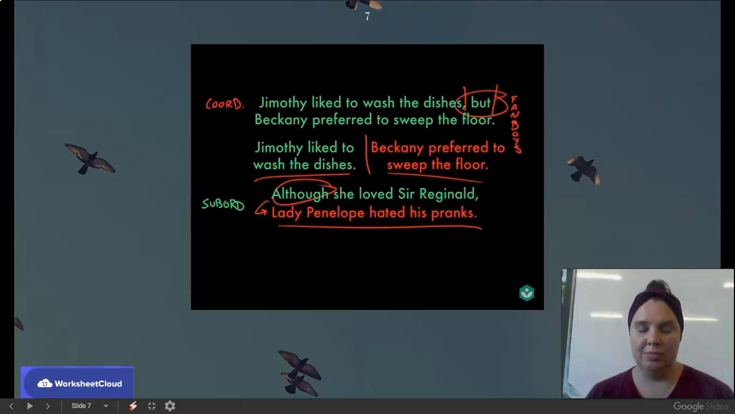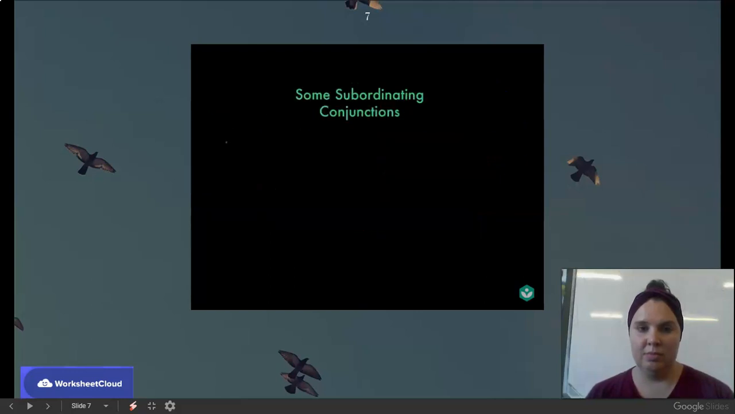This cannot be split. Because although she loved Sir Reginald doesn't stand on its own, it just grants additional context and detail to the fact that Lady Penelope hated Sir Reginald's pranks. So with that in mind, here are some of the most common subordinating conjunctions in English. And some of these you might recognize as being adverbs or prepositions in other contexts, but you can also use them to unite dependent and independent clauses. So here we go.